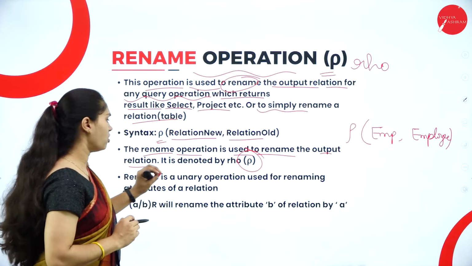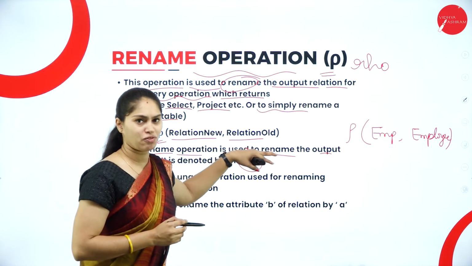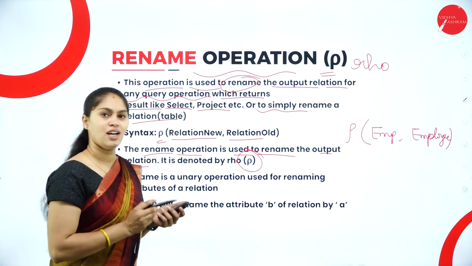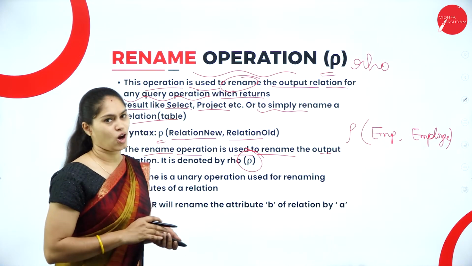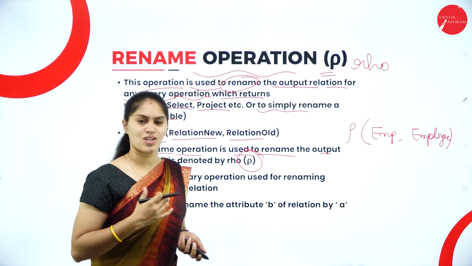So first we have to give the relation a new name, which needs to be followed by the old relation or table name. So for that reason we are going to have this rename operation. So these are the fundamental operations of relational algebra.